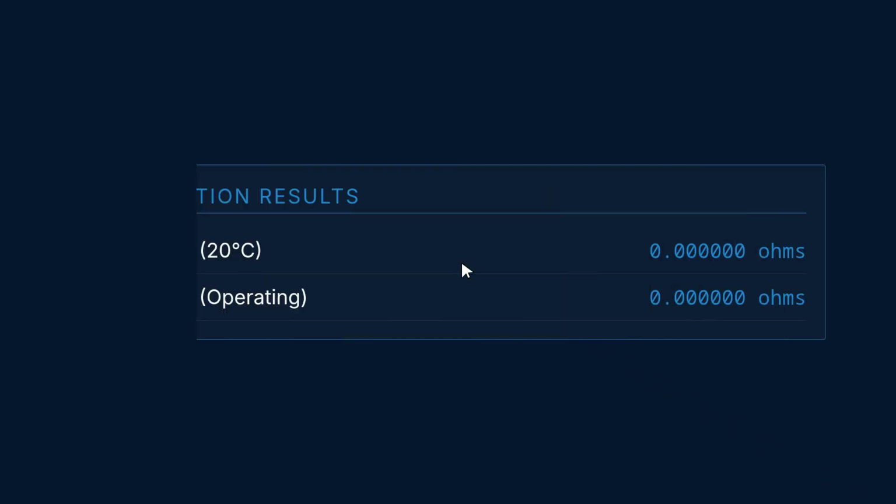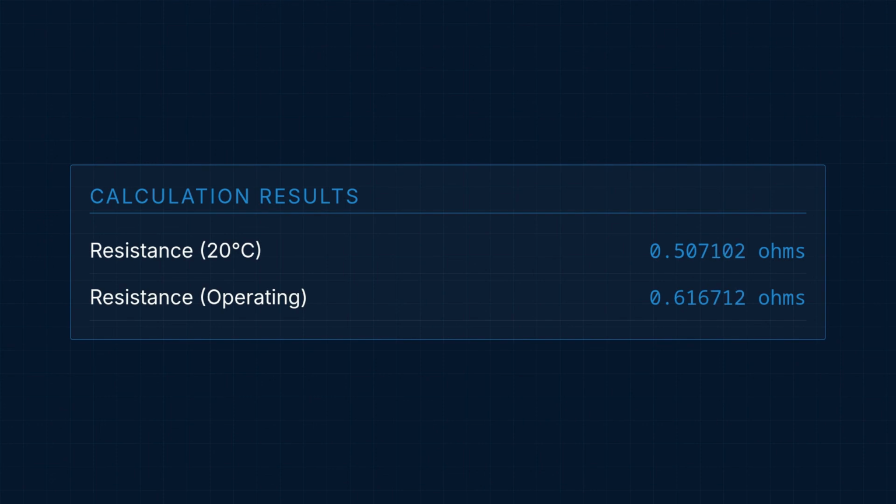The results show resistance at 20 degrees Celsius is 0.507506 ohms. Resistance at operating temperature increases to 0.617204 ohms due to thermal effects.